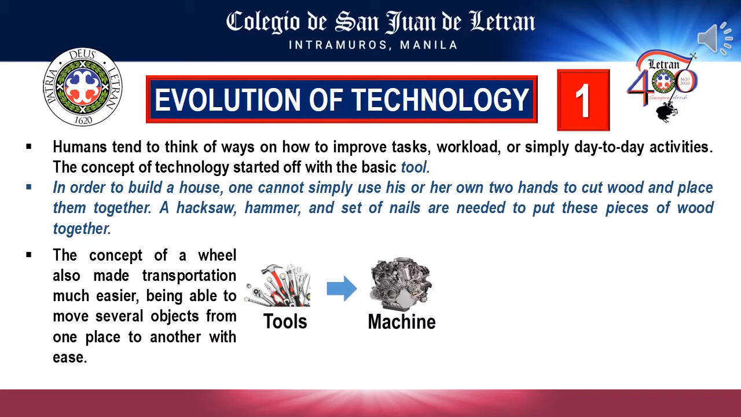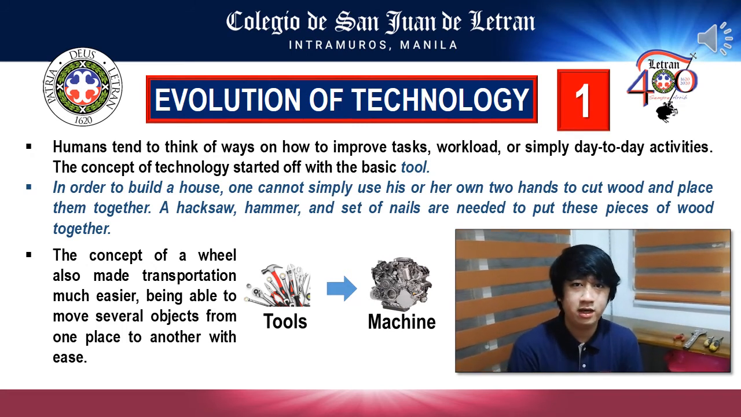Evolution of Technology, Level 1, From Tools to Machine. By combining a set of tools, humans have come up with a machine capable of transporting not just objects but also humans. Thus, the concept of vehicles nowadays becomes more of a necessity rather than a form of luxury.